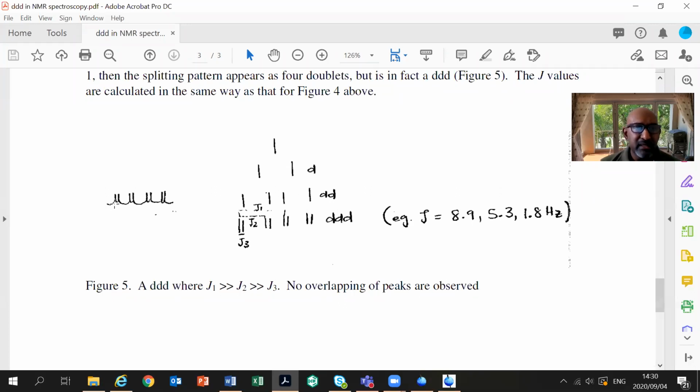I'll just run through that again. The small coupling constant is the difference between the first and second line. That's easy. The bigger coupling constant will be between the first and the third, and the largest coupling constant between the first and the fifth. And that's my three coupling constants for this particular resonance that I need to record.